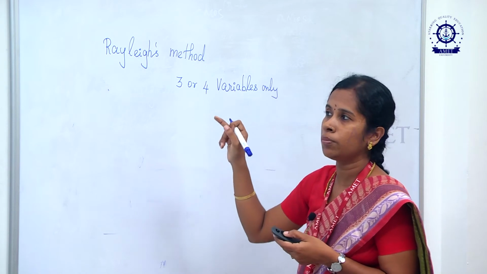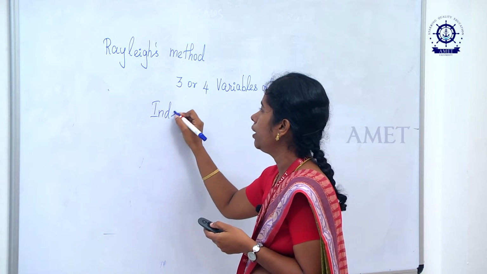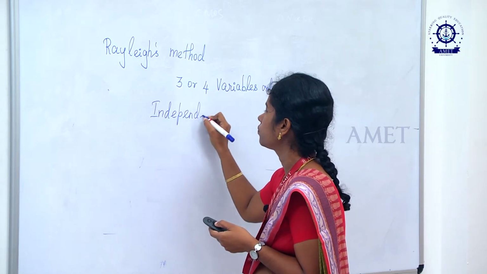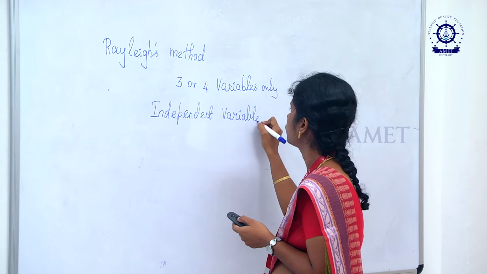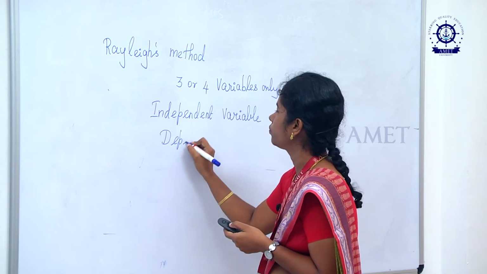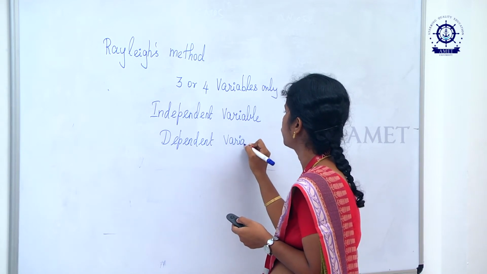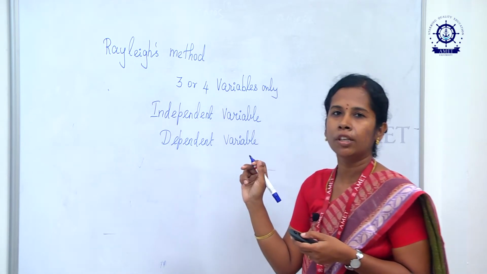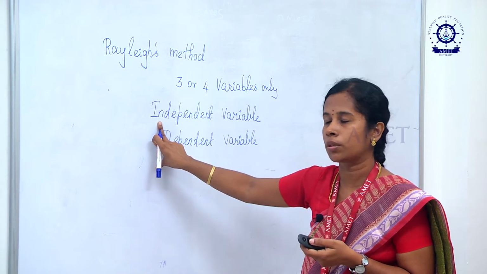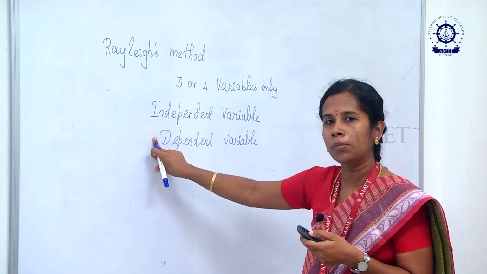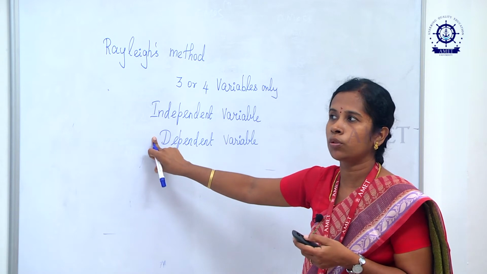How do we solve using Rayleigh's method? There are two types of variables: independent variable and dependent variable. An independent variable is the variable which is not dependent on any measurements, whereas a dependent variable is dependent on any of the following parameters. We will see an example so that you will understand.